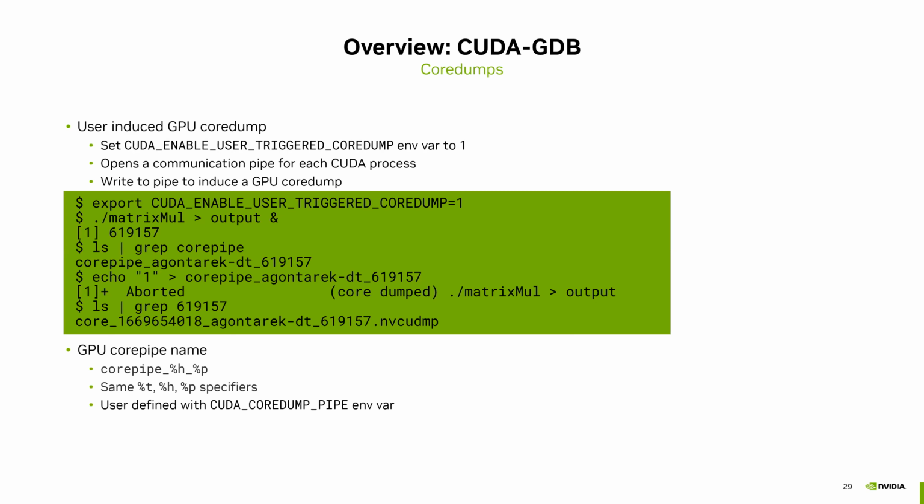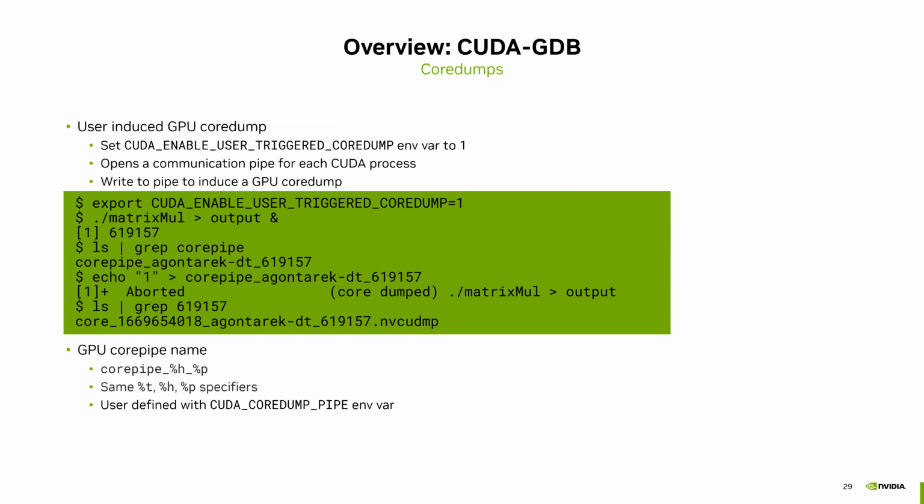We also allow for user-induced GPU core dumps. So if you set the CUDA_ENABLE_USER_TRIGGERED_COREDUMP environment variable to 1, we will open a communication pipe for each CUDA process. And when you write to that pipe, it will force a GPU core dump to occur. So you can see here as an example, set the environment variable, run this matrix multiply app in the background. I then look for that core pipe file, echo 1 to it. So I wrote to the pipe, and then you can see that we're forcing a core dump to be generated. So this can be really useful if your application's hung and you don't know why, and you want to force a core dump to take place.